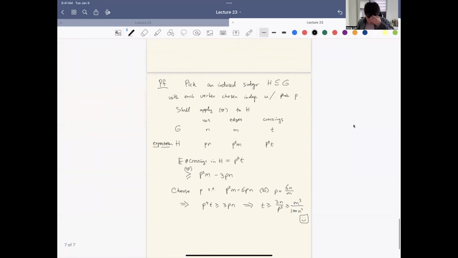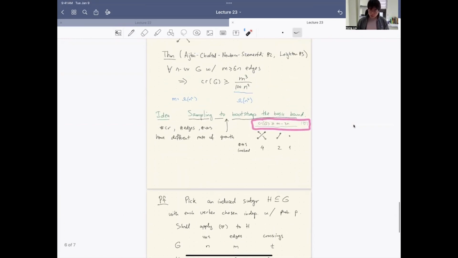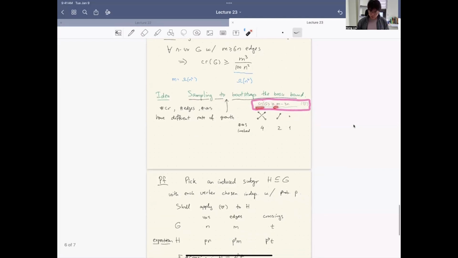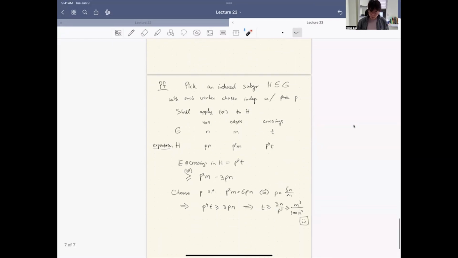Once again, this is the probabilistic part. We use the first moment here. If the items involved have a different rate of growth, then you can try to use sampling to bootstrap some basic bound. Good.